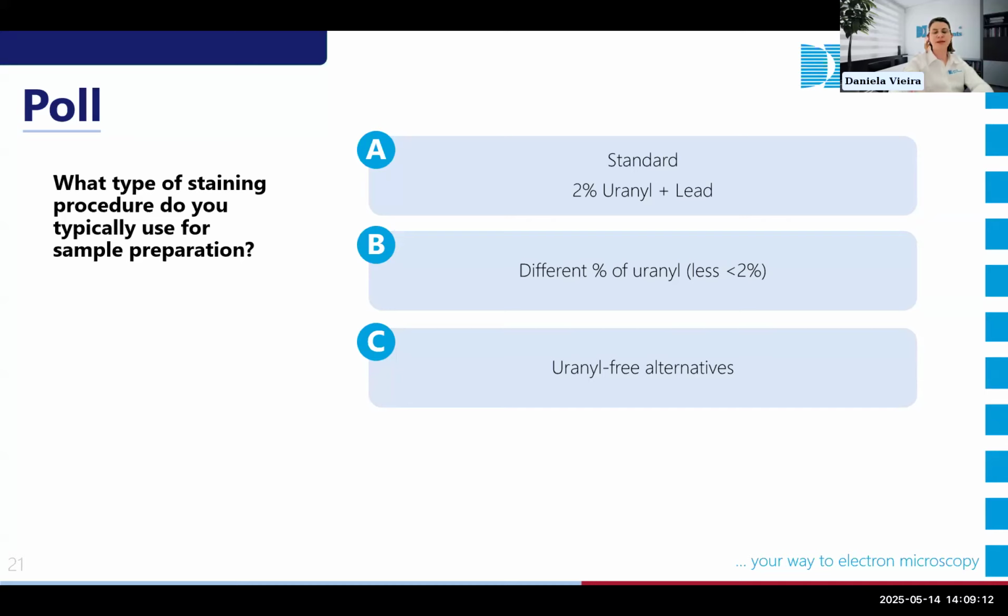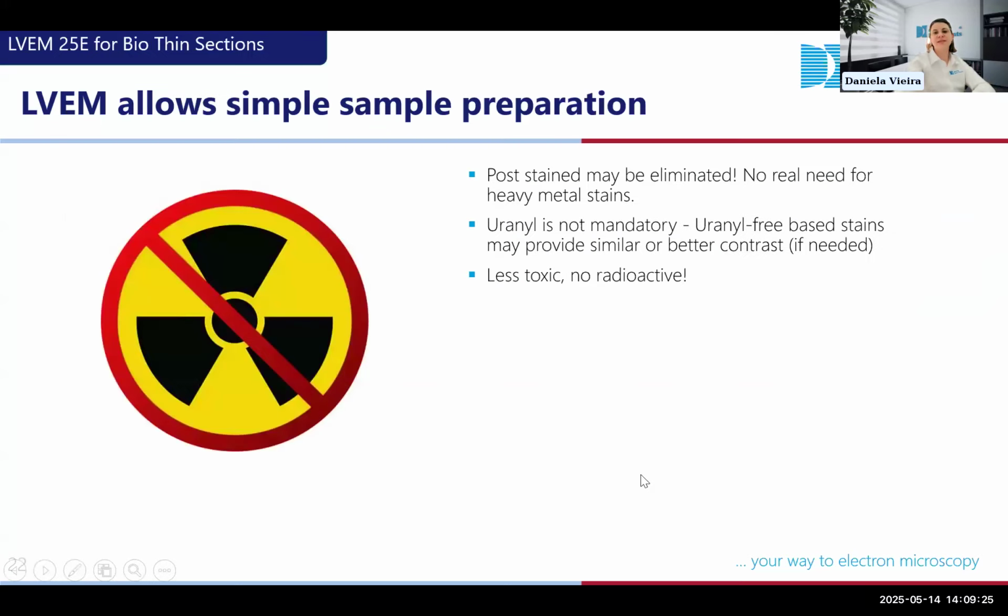All right. As we can see, standard 2% uranyl plus lead is, as it says, standard for high voltage TEM. And we will be discussing this in the next slide, because this is the main advantage of low voltage electron microscopy. It allows simple sample preparation. Post staining may be eliminated. No real need for heavy metal staining. Uranyl is not mandatory. Uranyl-free based stains may provide similar or better contrast if you need it in your sample. So it's less toxic and not radioactive.